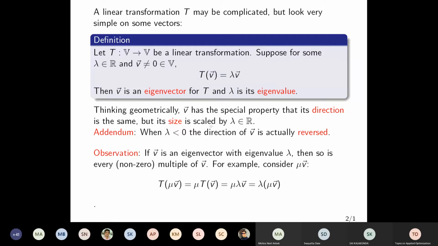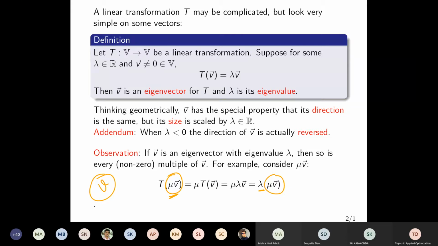So what it is trying to say is, if v is an eigenvector, then any scalar multiple of v also becomes an eigenvector. It again becomes some lambda times the vector, a scalar multiple of that vector. So if someone gives you an eigenvector, then you can generate an infinite number of vectors.